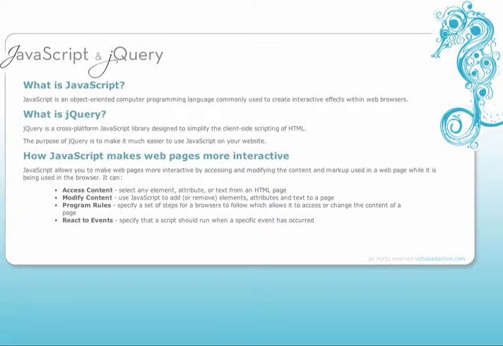jQuery is a cross-platform JavaScript library designed to simplify the client-side scripting of HTML. jQuery is a lightweight, write less, do more JavaScript library. The purpose of jQuery is to make it much easier to use JavaScript on your website. jQuery takes a lot of common tasks that require many lines of JavaScript code to accomplish and wraps them into methods that you can call with a single line of code. jQuery also simplifies a lot of the complicated things from JavaScript, like AJAX calls and DOM manipulation.